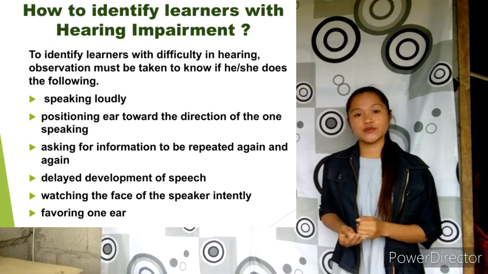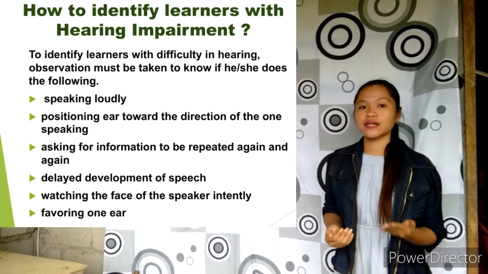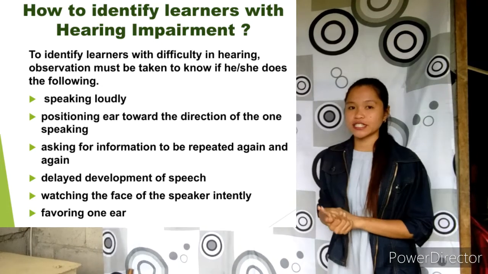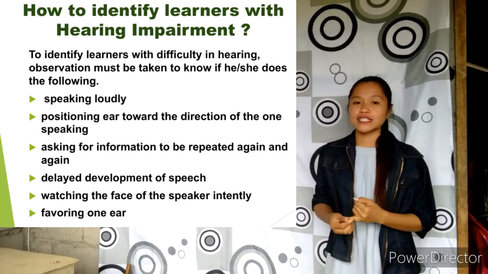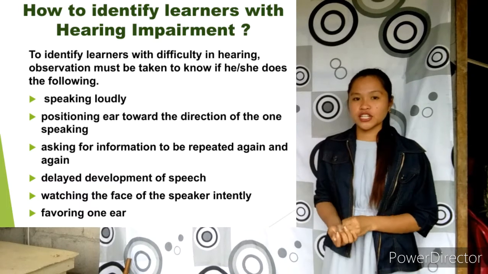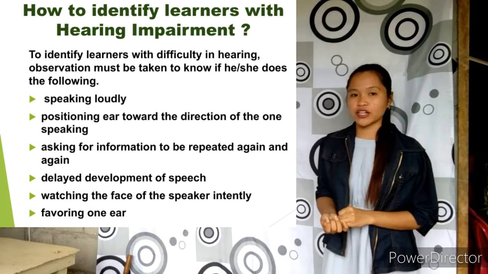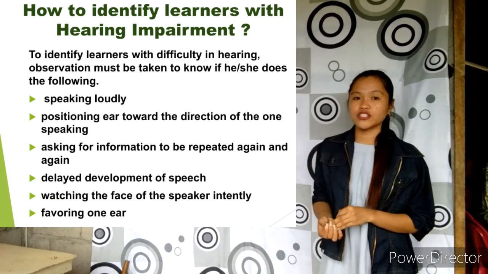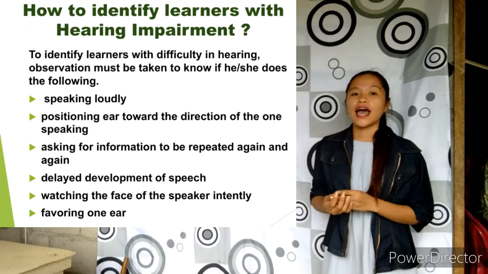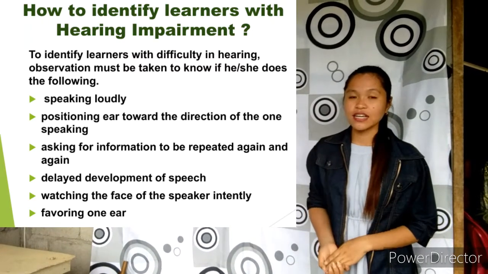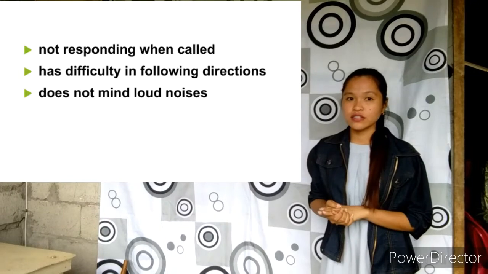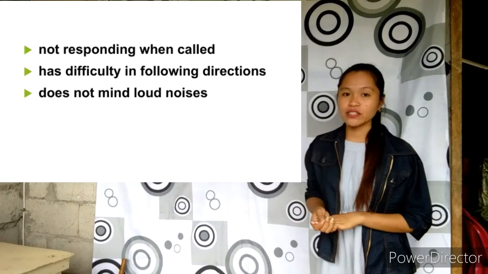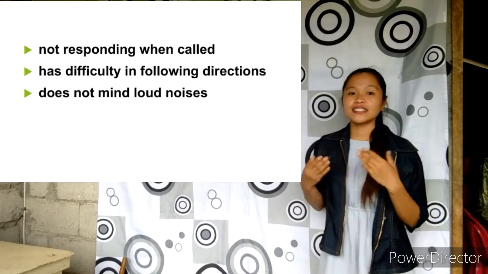So, how to identify learners with hearing impairments? To identify learners with hearing impairments, an observation must be taken in order to know if he or she does the following: speaking loudly, positioning his or her ear towards the direction of the one speaking, has a delay in language development, asking for information repeatedly, not responding when called, has difficulty in following directions, and lastly, does not mind loud noises. So those are the signs of a student with hearing difficulties.